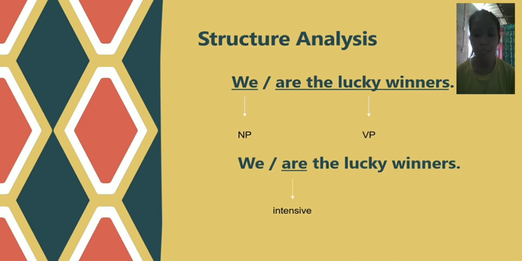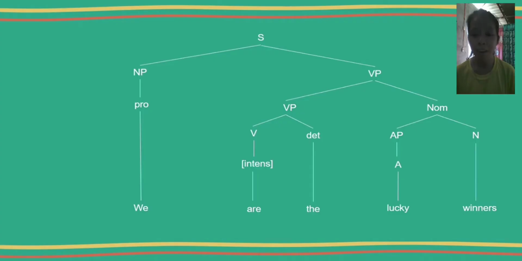So let's proceed to know what the role of "the lucky winners" is. In "the lucky winners," we all know that "the" is a determiner. So let's put it aside first to leave us with "lucky winners." Since our verb, which is "are," is an intensive verb, then "lucky winners" is a subject complement. So we have "are" and "lucky winners" as sisters, and the mother is the verb phrase.